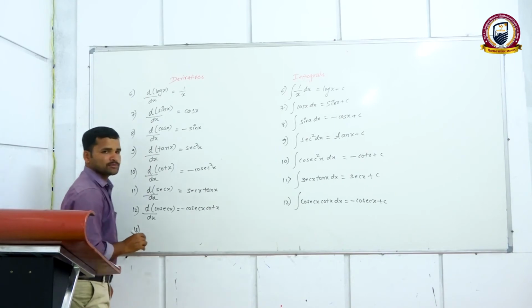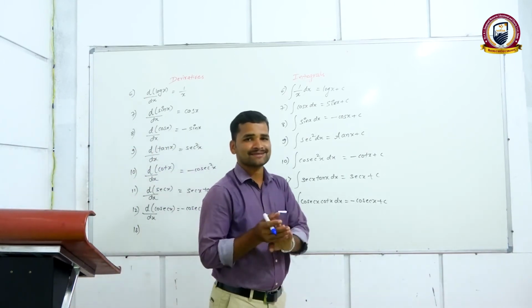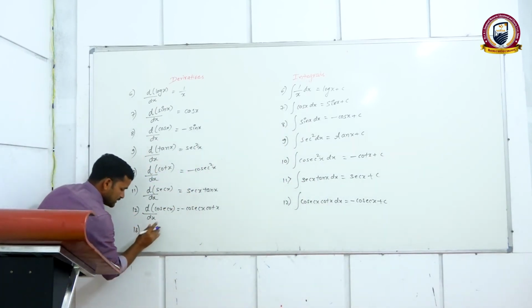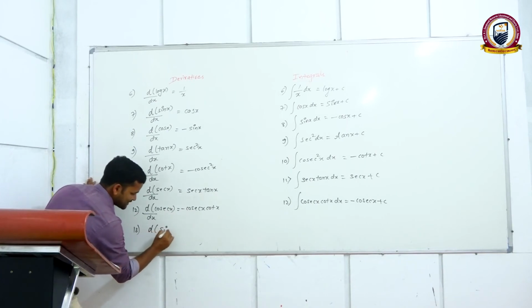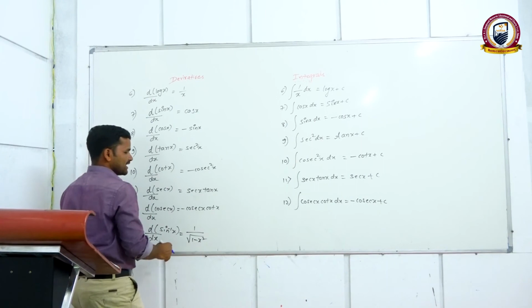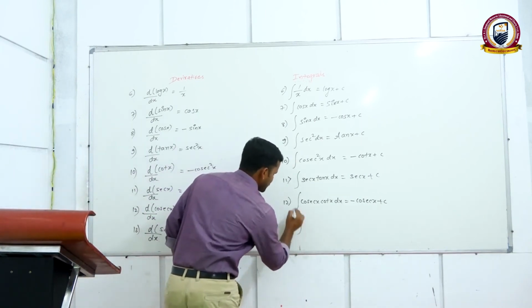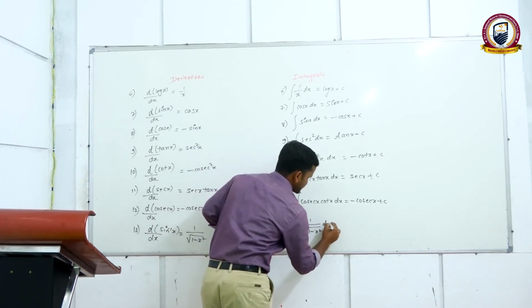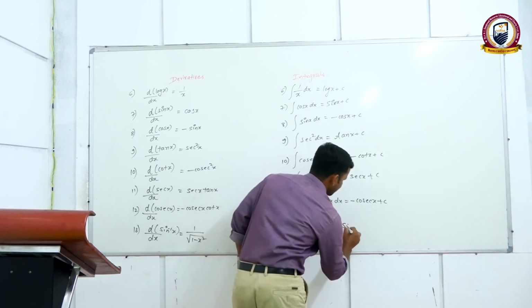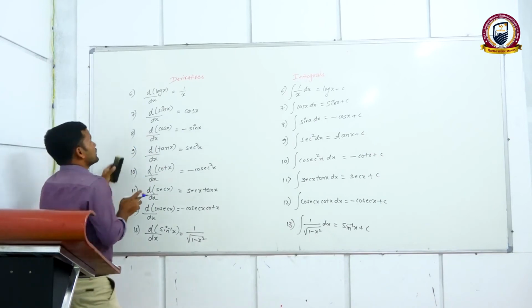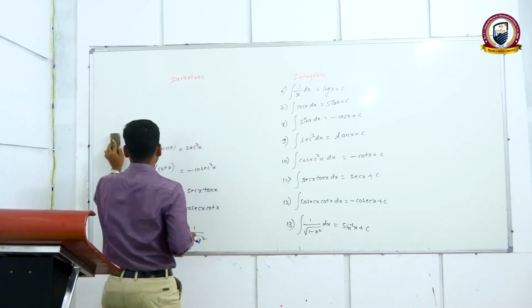Problem number 13. Now coming to the differentiation of inverse trigonometric functions. Differentiation of inverse trigonometric functions we have studied. Differentiation of sine inverse of x. What is the differentiation of sine inverse of x? That is nothing but 1 by square root of 1 minus x square. I have formula number 13 as integration of 1 by square root of 1 minus x square with respect to x is equal to sine inverse of x plus c. Okay, 13 formulas we wrote.